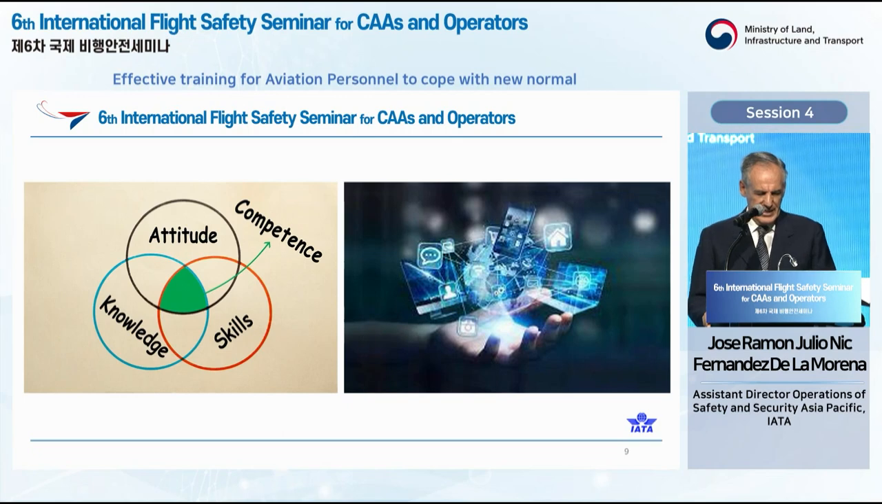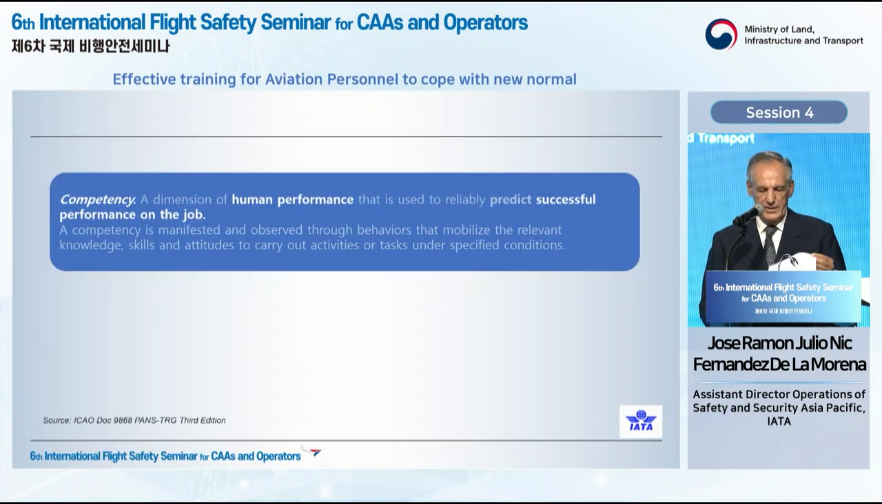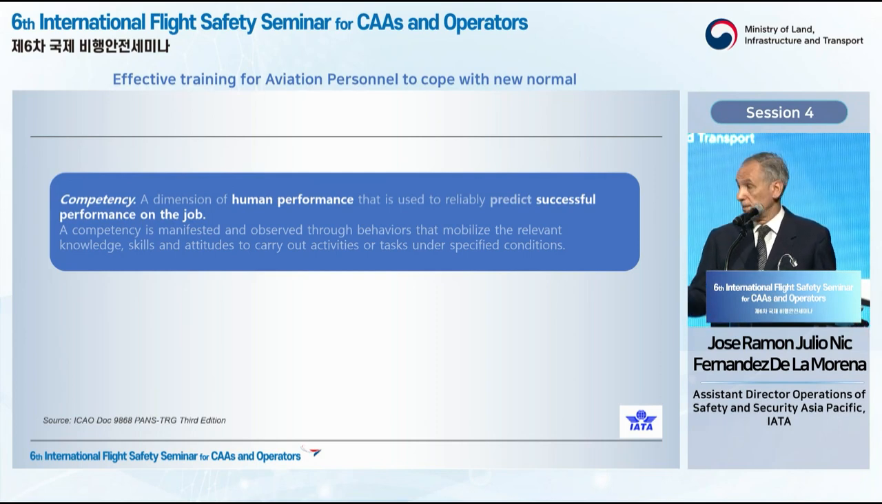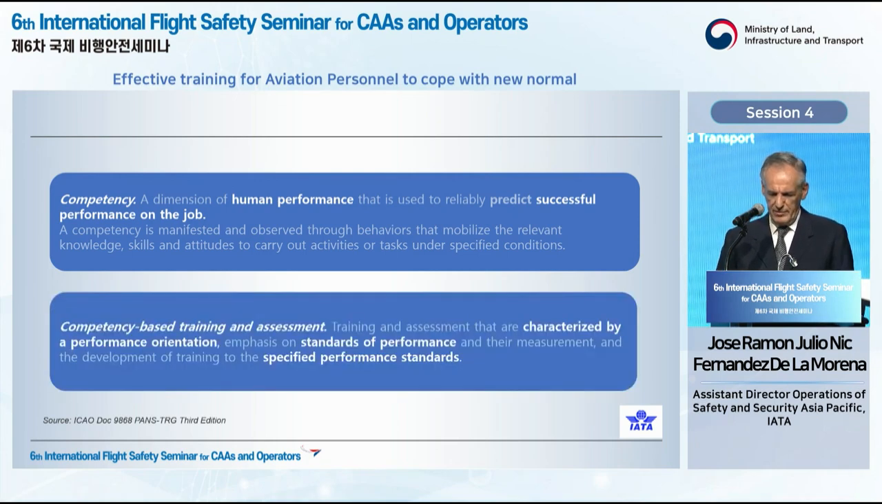So what is the IATA vision on effective training in aviation in the future? It will require the use of new technologies and be based on competence, as has been said already. So let me elaborate a little bit. I'm not going to go into detail because we have had many slides already about competency-based training and completion based on competence and not on hours, which has been explained. Competency is manifested and observed through behaviors that mobilize relevant knowledge, skills, and attitudes to carry out activities or tasks under specific conditions.